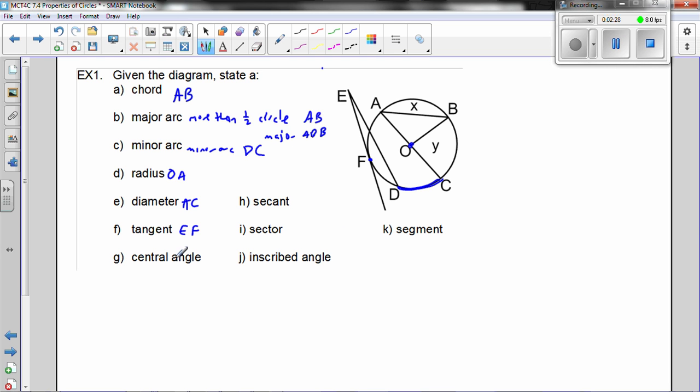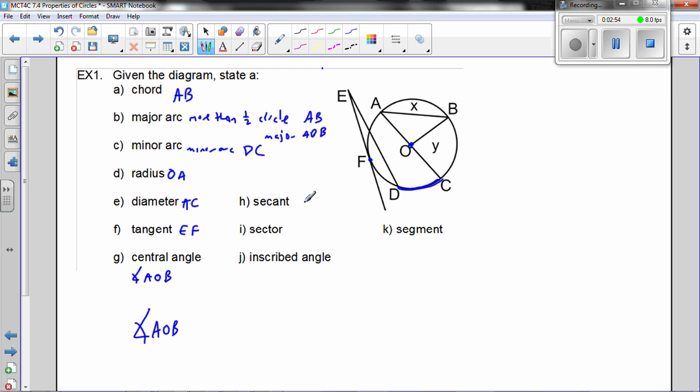EFG. A central angle. A central angle is any angle at the center of a circle, and there's a few candidates here, like AOB is one. Angle AOB. And that little symbol, by the way, it's supposed to be like that, but that looks a lot like my C's and my L's. So that's why I put a little arc in there to show that it's an angle.